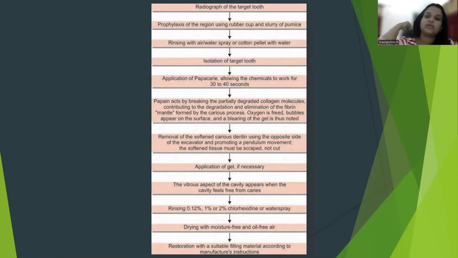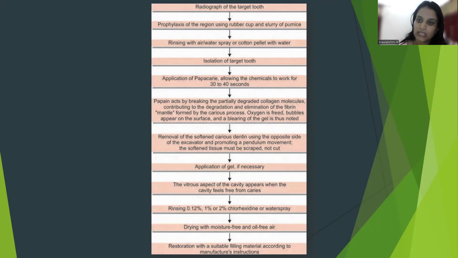And isolation of the target teeth has to be done. It's a priority for using a CMCR. Next is application of the Papacárie, allowing the chemicals to settle for 30 to 40 seconds. Now, the papain will act by breaking the partially degraded collagen, and contribute to the degradation and elimination of the fibrin mantle. Removal of the softened carious dentin using the opposite side of the excavator and promoting a pendulum movement.